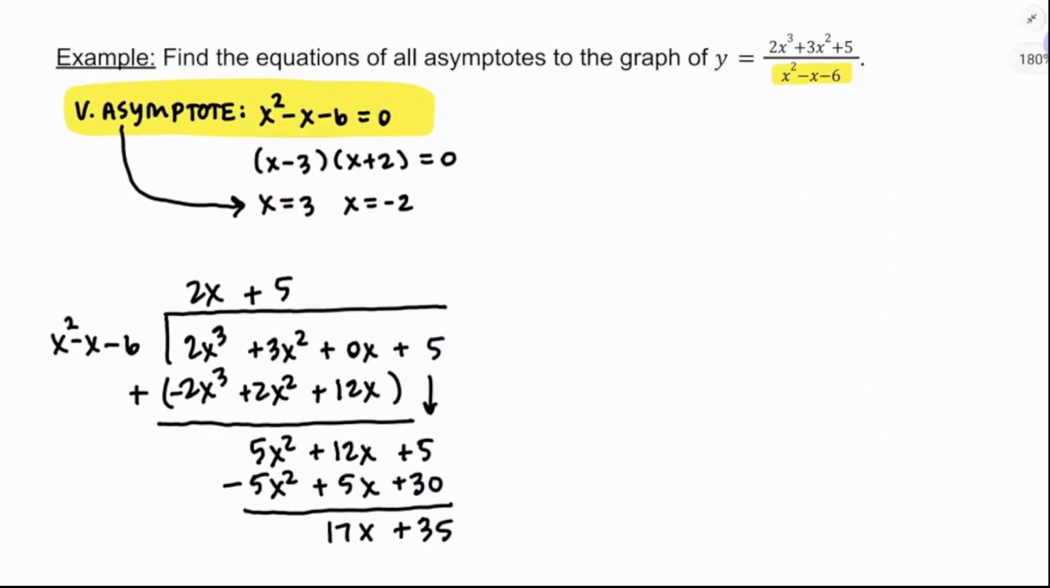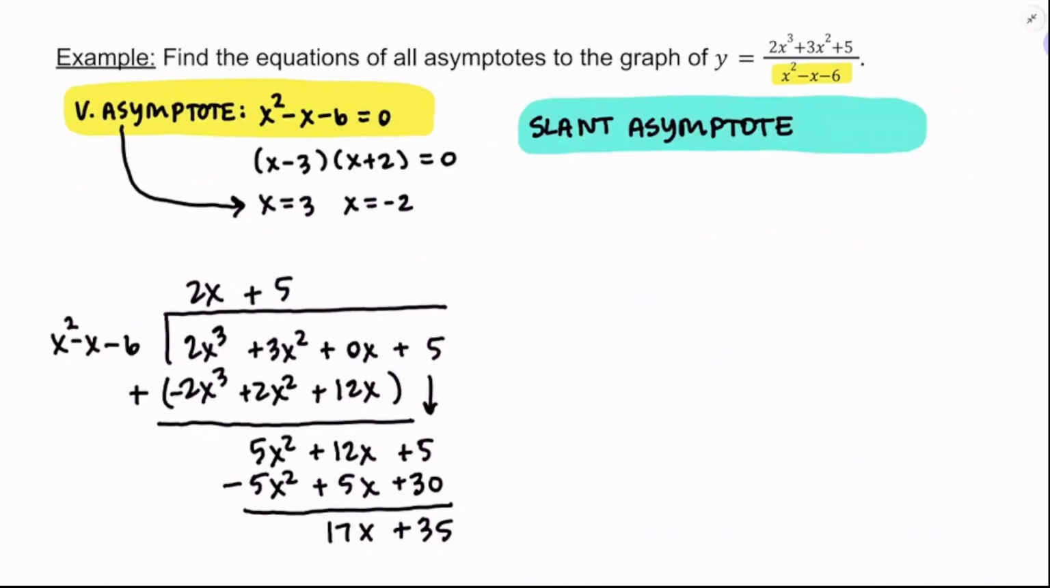But if we go back and look at what were the equations of the asymptotes themselves, we're going to get that from right here. We don't need to worry about the remainder. So we're just going to say the slant asymptote is going to be y equals 2x plus 5.